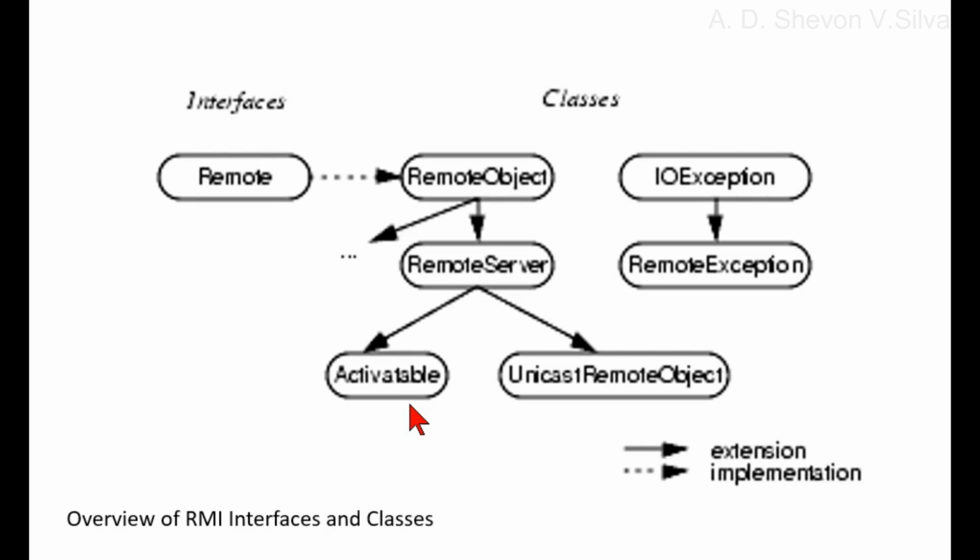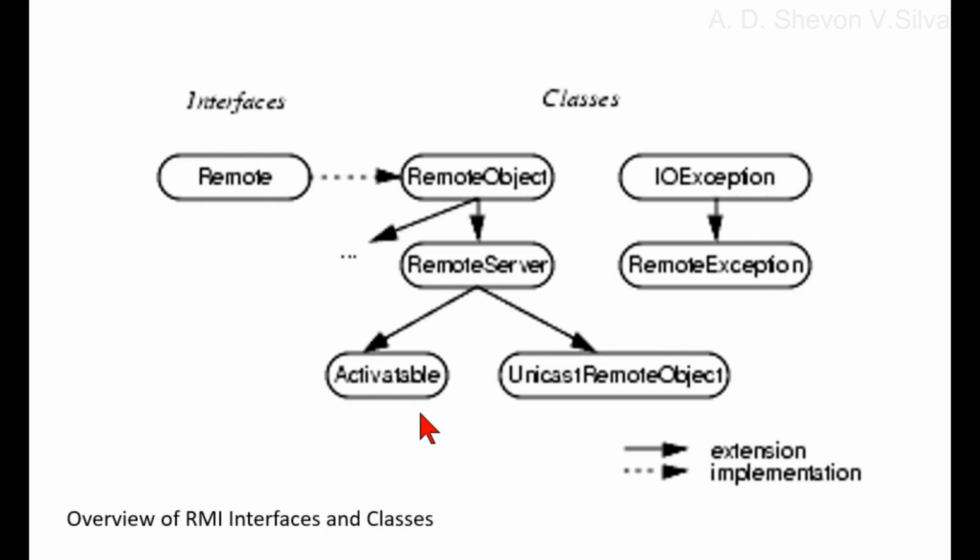The java.rmi.server.UnicastRemoteObject class defines a singleton unicast remote object whose references are valid only while the server process is alive. The class java.rmi.activation.Activatable is an abstract class that defines an activatable remote object that starts executing when its remote methods are invoked and can shut itself down when necessary.